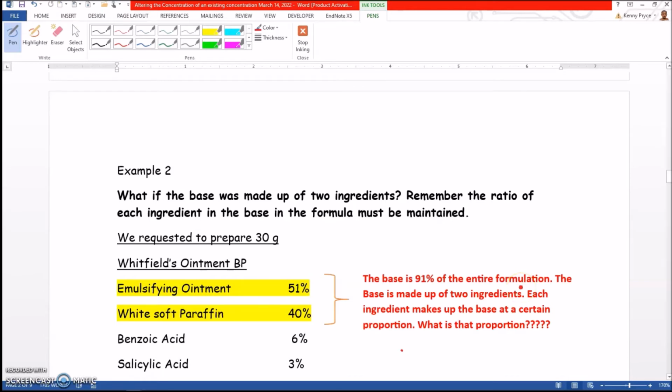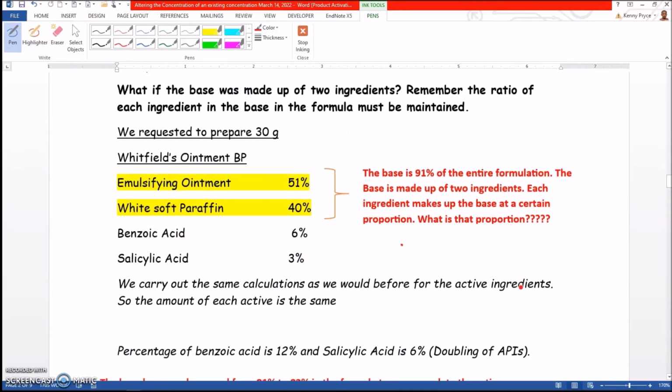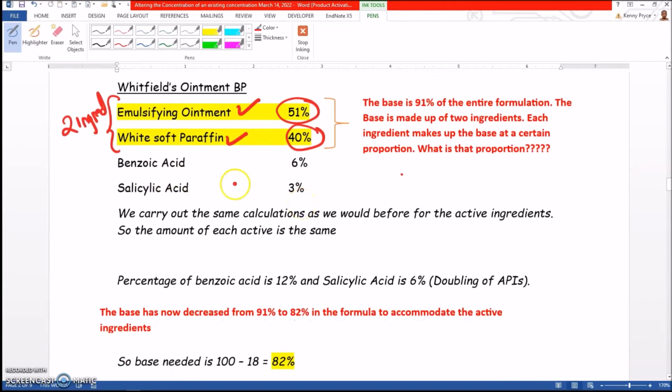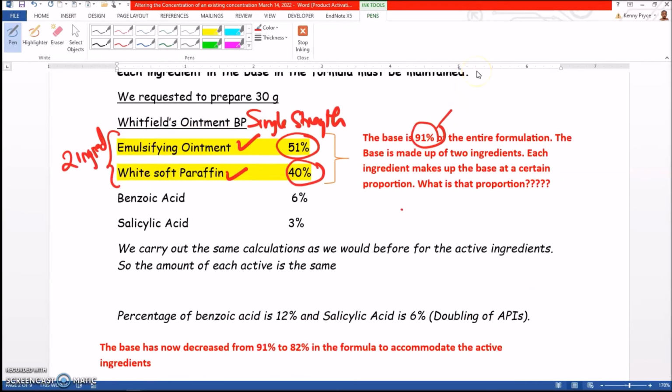But oftentimes the base can be made up of more than one ingredient. And this formulation with Fields Ointment BP consists now of a base that contains 2 ingredients: emulsifying ointment at 51% and white soft paraffin at 40%. The base is still 91%, because this is the single strength, but the only difference is that this 91% is going to consist of 2 ingredients rather than 1. So each ingredient makes up the base at a certain proportion, as we see here. So that 91% is going to contain 51% of emulsifying ointment and 40% of white soft paraffin.